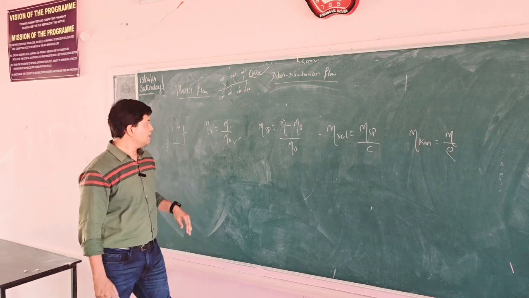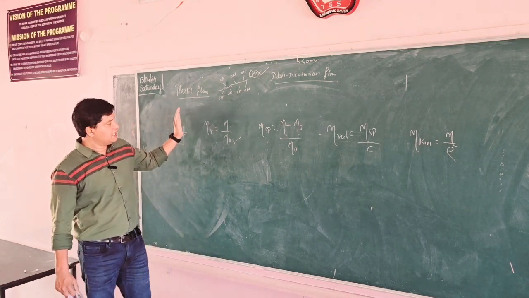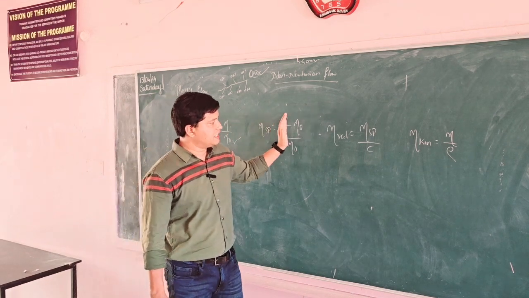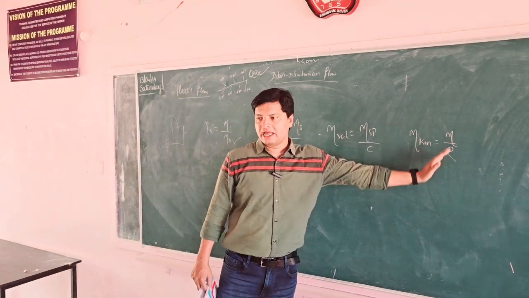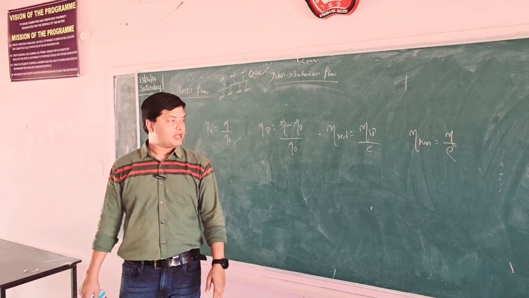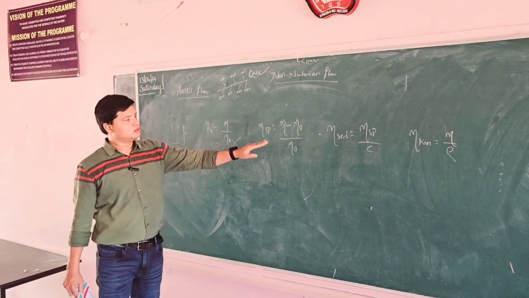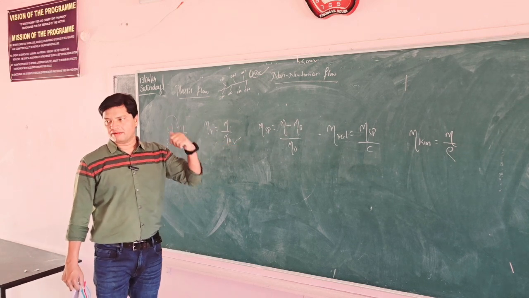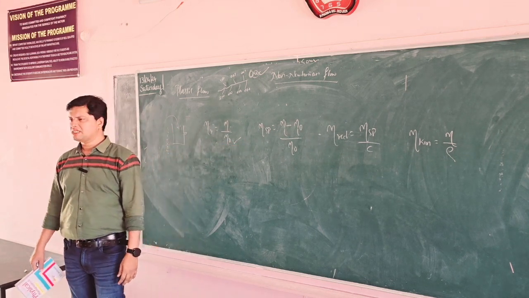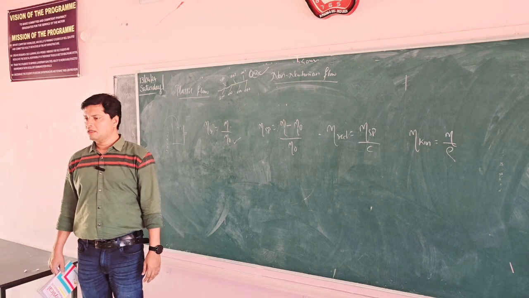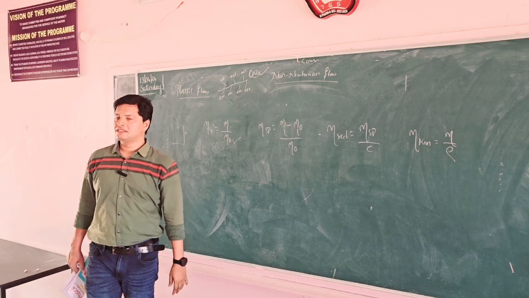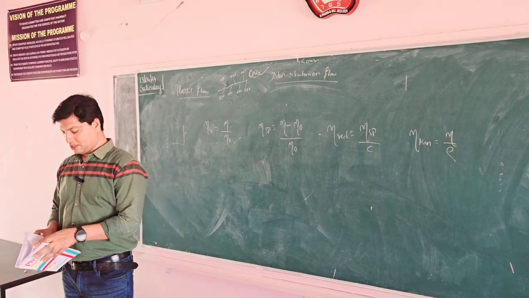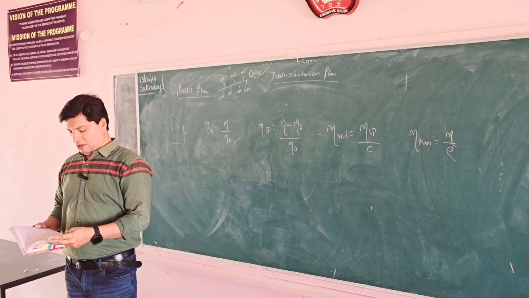So how many are there? Coefficient of viscosity, relative viscosity, specific viscosity, reduced viscosity, kinematic viscosity. How many are there in total? 1, 2, 3, 4, 5, 6. I forgot one. Okay, intrinsic viscosity.